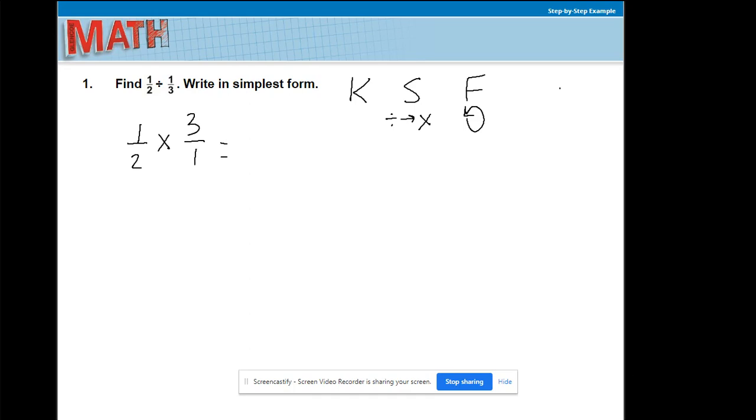If we multiply across, we're going to get 3/2, and then we're going to have to make it into its simplest form, which this is not. You should leave it as a whole number, remainder, and then the denominator. So then we will get 1 1/2.